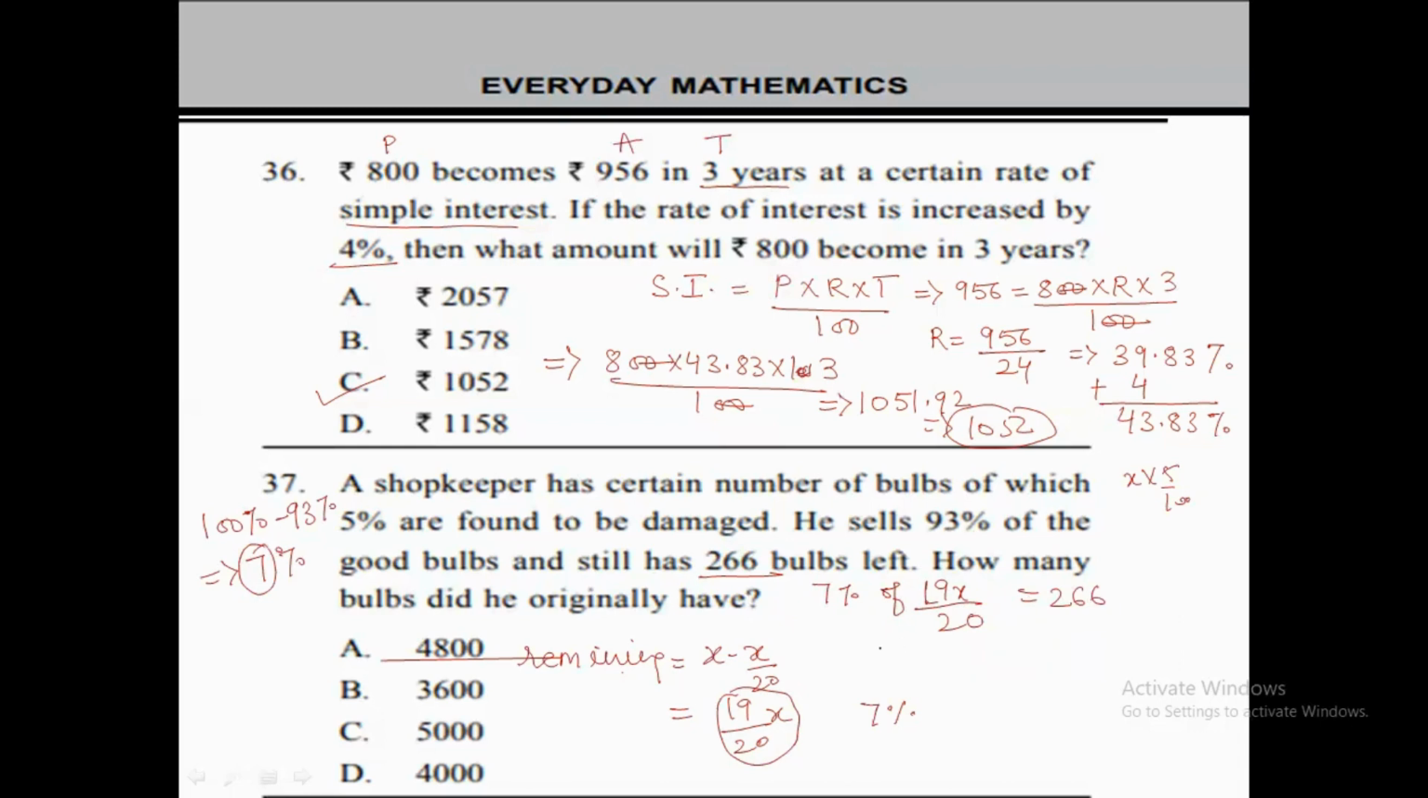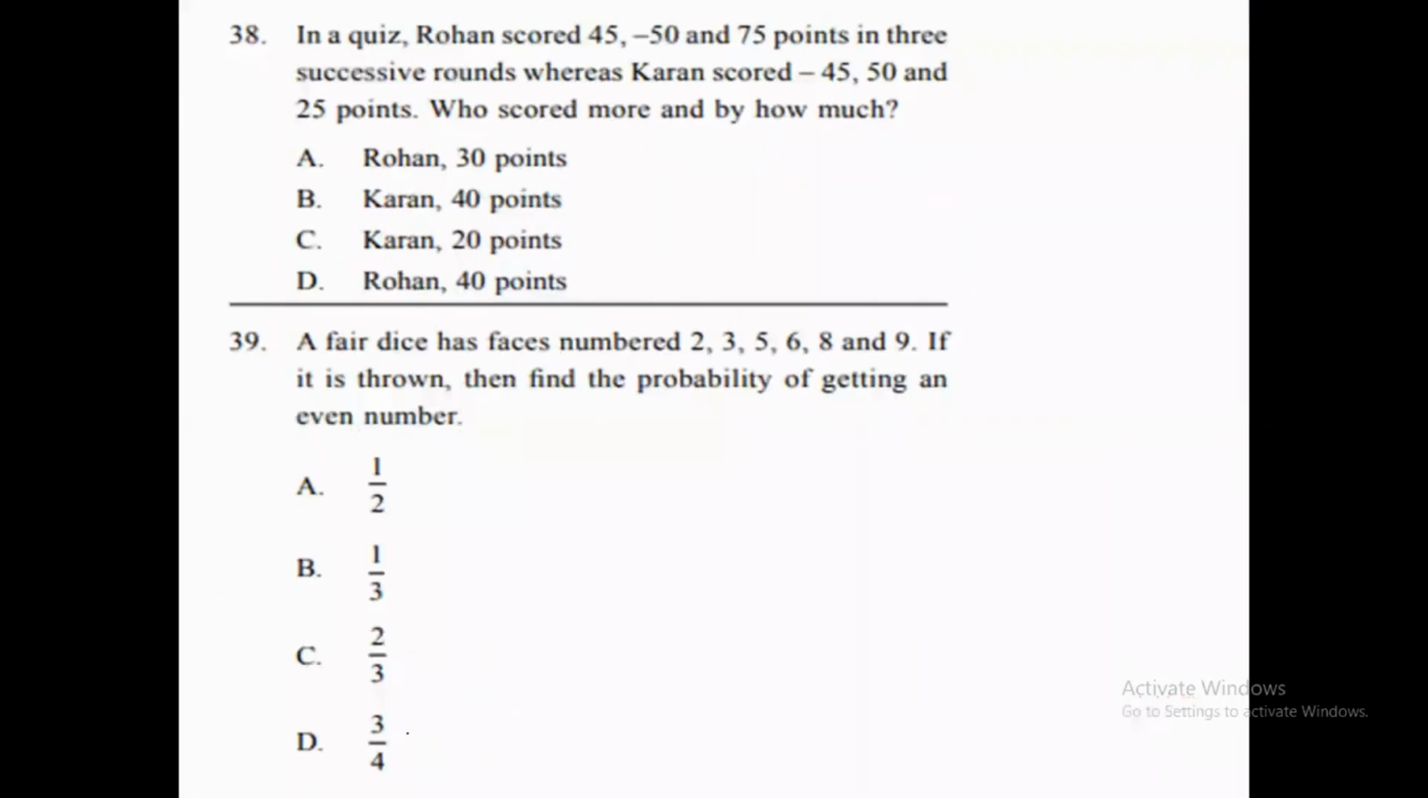So now, if we are going to find it, 7 by 100, because percentage is there, multiplied by 19x by 20 is equal to 266. So x will be equal to 266 multiplied by 20 multiplied by 100, divided by 7 multiplied by 19. When we solve it, we will get the value of x as 4,000. Got it? What we are getting is the number of bulbs that he originally had, which is 4,000. Understood? Okay, let's move to the next question.